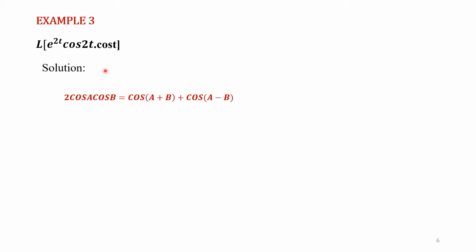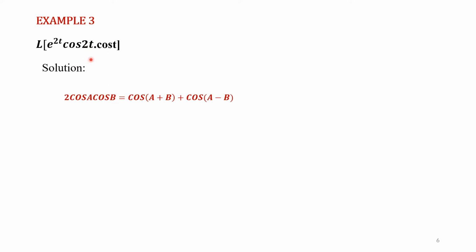Now cos 2t into cos t is of the form cos A cos B. So we know from trigonometric identities that 2 cos A cos B is equal to cos(A plus B) plus cos(A minus B). Cos A cos B comes in the expansion of cos(A plus B) and cos(A minus B). When we expand cos(A plus B), we will get cos A cos B minus sin A sin B. And cos(A minus B) is cos A cos B plus sin A sin B. So when we add both, sin A sin B will get cancelled. We will get 2 cos A cos B. So here A is equal to 2t and B is equal to t.